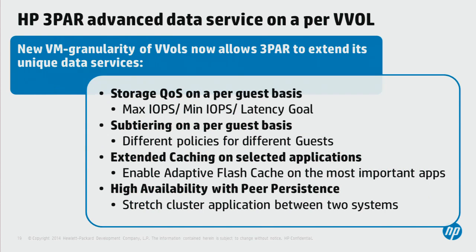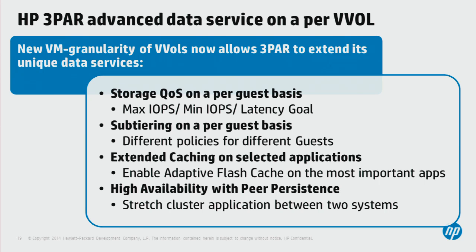So for example, we now are able to have storage quality of service on a per VM basis. So you can provision a virtual machine, and you can decide what is the maximum amount of IOPS that that particular guest can get, what is the minimum, and if it's a particular mission-critical application, you can also define a latency goal. When it comes to sub-tiering, the same thing.